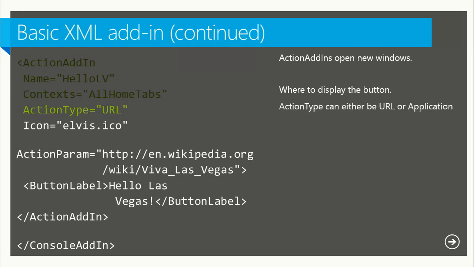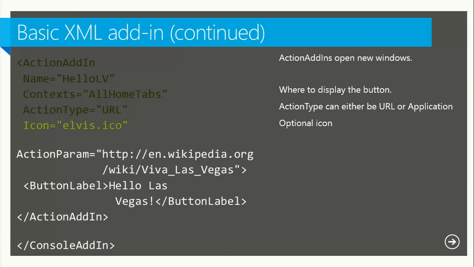This particular add-in is going to be a URL action add-in, but it could also be an application. One of the ones we wrote very early on here was a failover cluster manager launcher. So you could essentially look at a cluster, and you might want to launch failover cluster manager to do validation and see if there was something odd going on there.